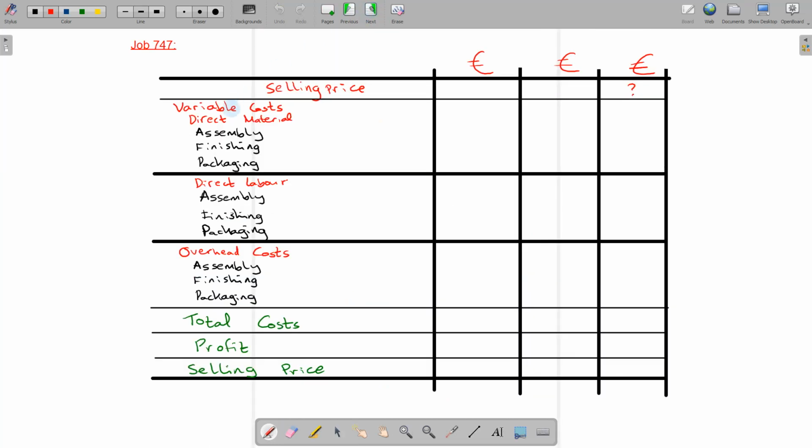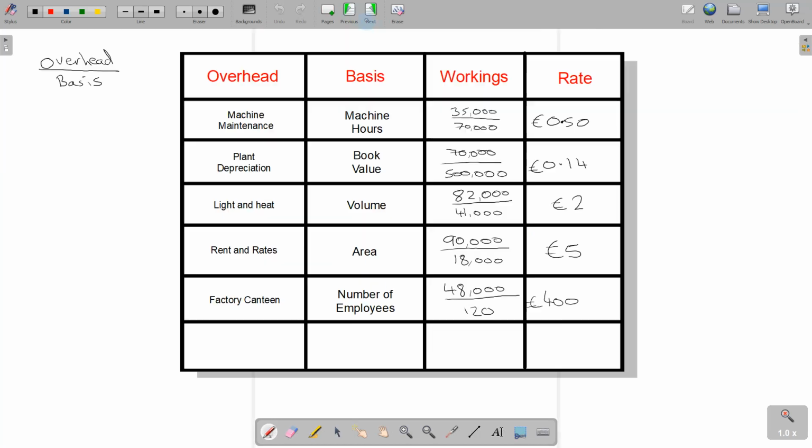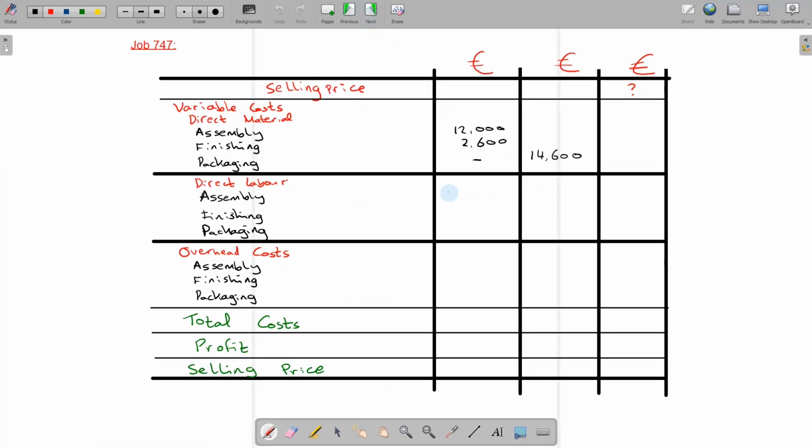So going back here, I'm going to fill in assembly, finishing, and packaging for direct materials. So we have 12,000, 2,600, and nothing, which is 14,600. Now I'm going to do the same for labor. So we can see 22,487.50. So this will be easier in an exam to add up. So this is going to be 7,750. You can use your calculator for that.